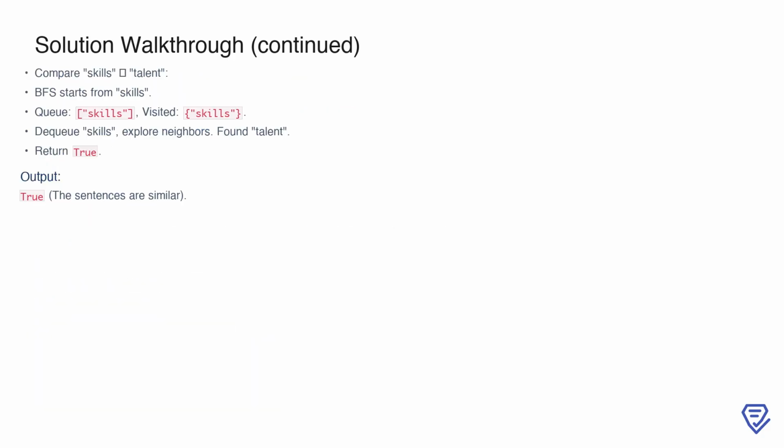To compare the sentences, we first examine great and fine. BFS begins at great, exploring its neighbors. From great, we reach good and then continue to fine, confirming similarity. Next, we compare skills and talent. Starting BFS at skills, we quickly find talent as a direct neighbor. Both word pairs are similar, so the sentences are deemed similar overall.